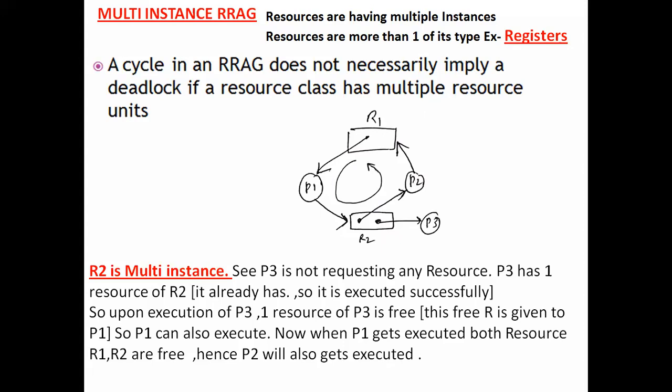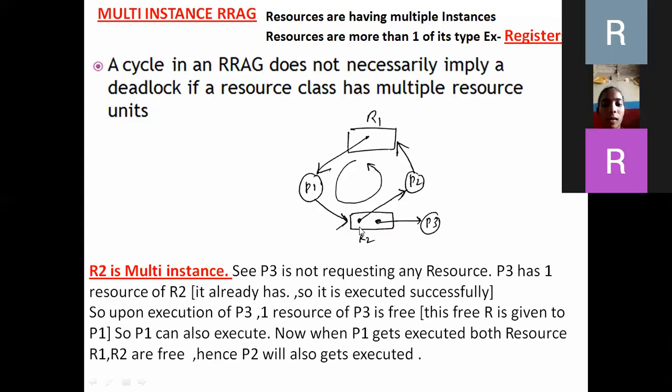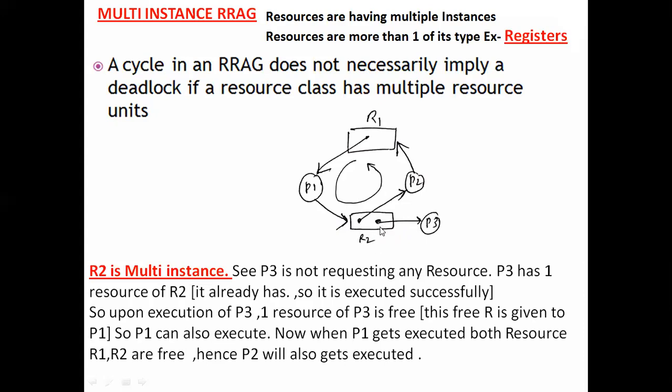Why? Because here we can find multiple resource units, as you can see. The resource class R2 has two resources. One is assigned to P2, and the second resource of R2 is assigned to P3. So now let us examine this particular figure. The resource R2 is a multiple instance resource, because this resource class R2 has two resources.